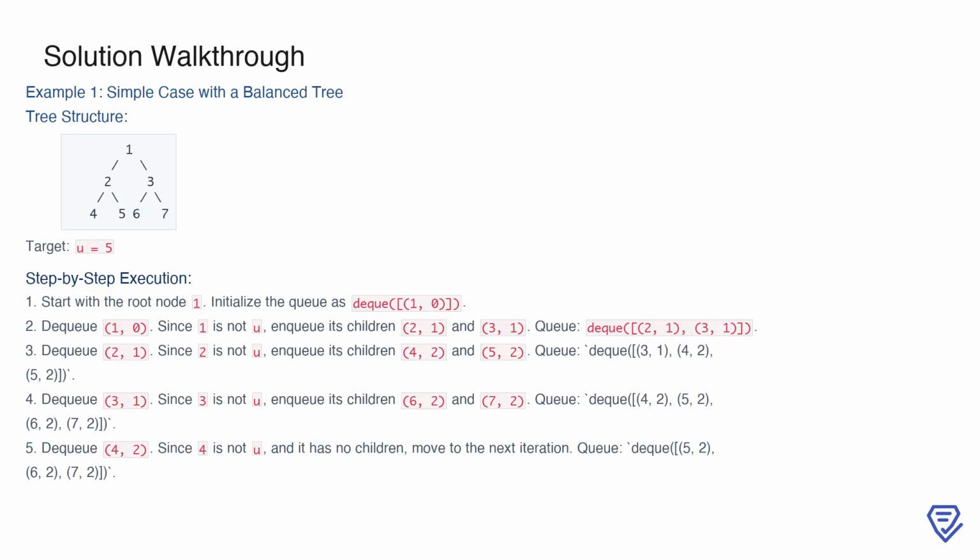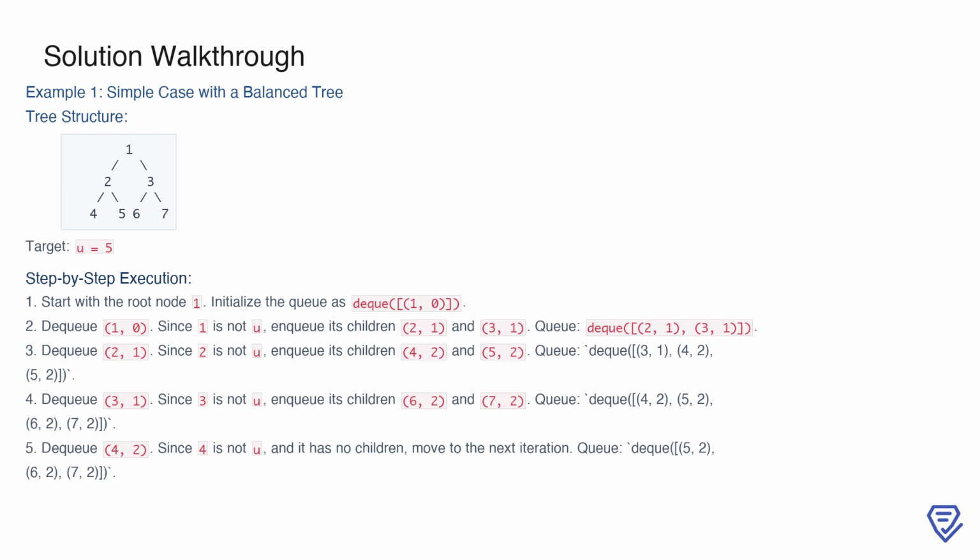Let's go through the first example, which involves a simple balanced binary tree. The target node is U equals 5. We start at the root node, which is 1, and initialize our queue with the root and its level as (1, 0). Next, we dequeue the root, 1. Since 1 is not equal to U, we enqueue its children, 2 and 3, with their levels incremented to 1. At this point, our queue contains (2, 1) and (3, 1).